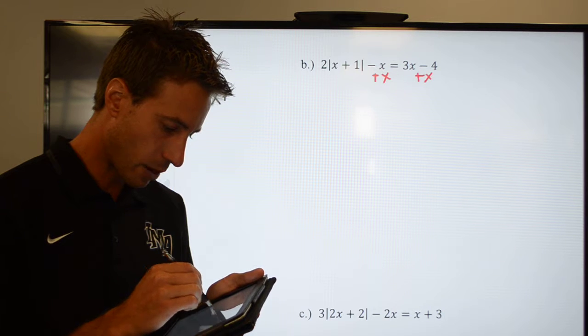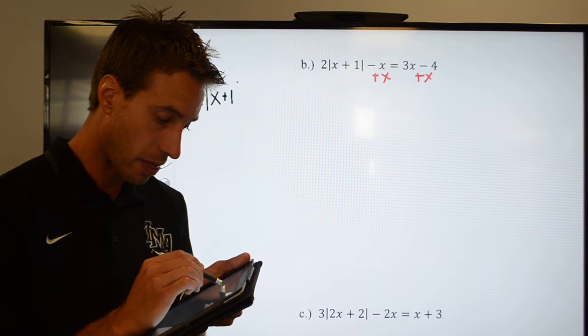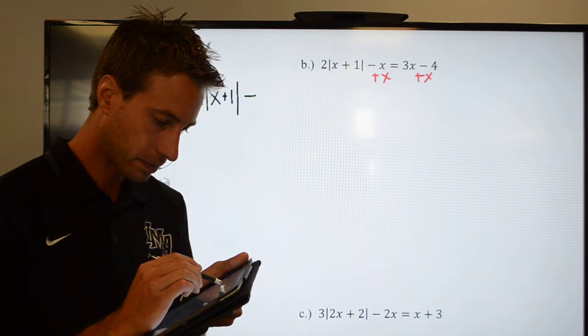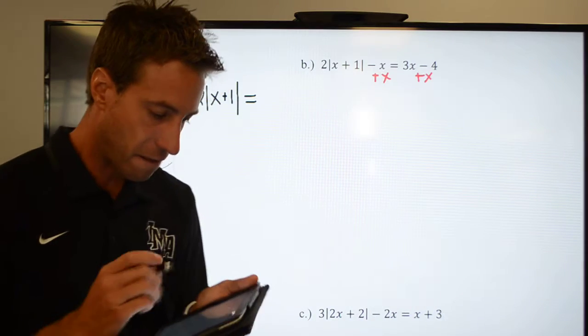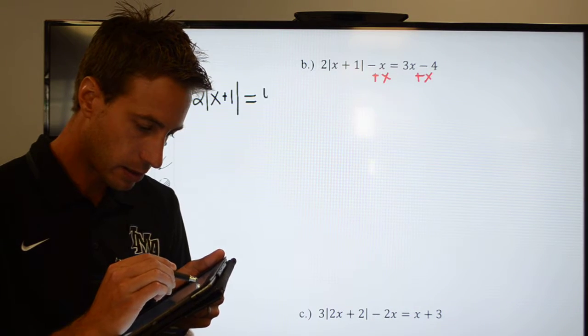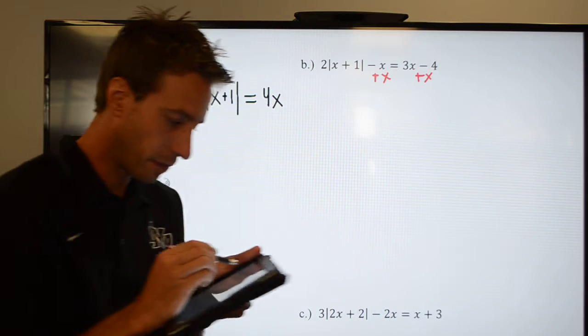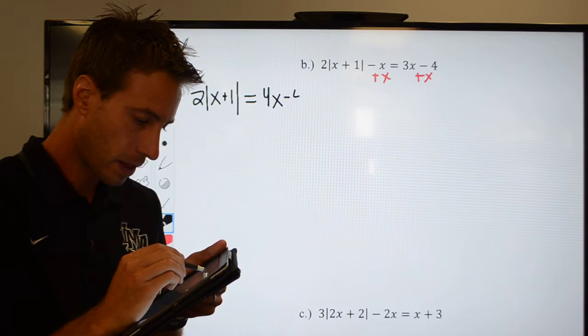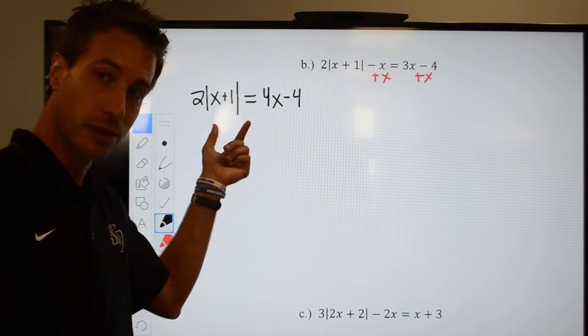I combined my 1 and my absolute value sign, and that is not right. There's my 1. There's my absolute value. All right, I have a 3x now plus x. That's going to give me 4x minus 4. Still not done though. That absolute value is still not by itself.